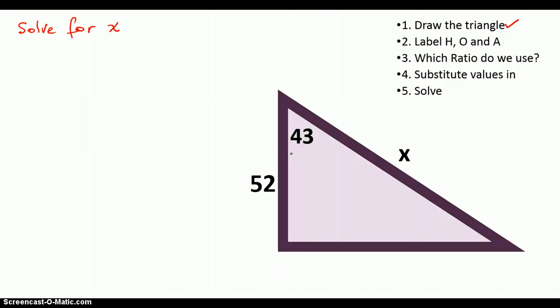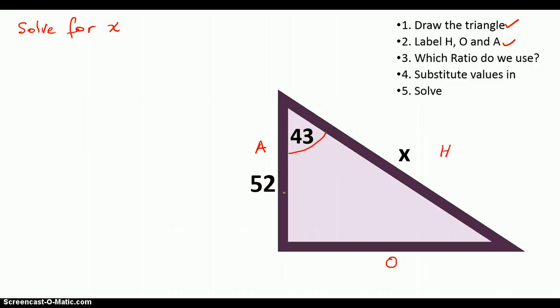So let's go to our reference angle. Our reference angle's right there, and it's 43 degrees. So we're going to label the triangle as H, O, and A. Now, this next step might be a bit confusing. This next step might have you wondering, well, what do I even do now? Which ratio do I even choose? Because I'm not told which ratio to use.